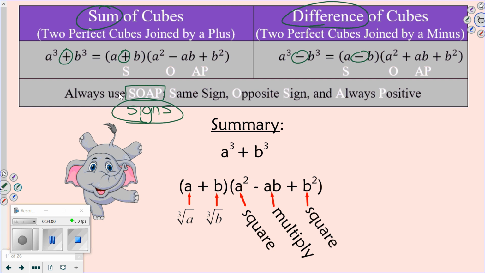The first part in the parentheses are just the cubed roots of the first part of the problem. So whatever this number is, take the cubed root, goes there. Cubed root of that one goes here. We'll get there, just hang tight.